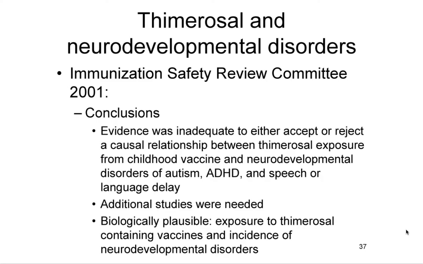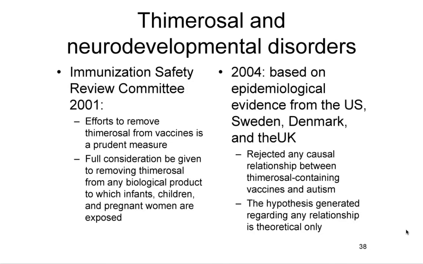However, the Immunization Safety Review Committee of 2001 led to the following conclusions. They found that there was not enough evidence to either accept or reject a causal relationship between thimerosal exposure from childhood vaccines and neurodevelopmental disorders such as autism, ADHD, and speech or language delay. However, they suggest that additional studies are needed. It is, though, biologically plausible that exposure to thimerosal-containing vaccines and incidence of neurodevelopmental disorders could be correlated, and hence they recommended that thimerosal as well as other mercury-containing preservatives be limited or decreased or completely phased out from formulations.